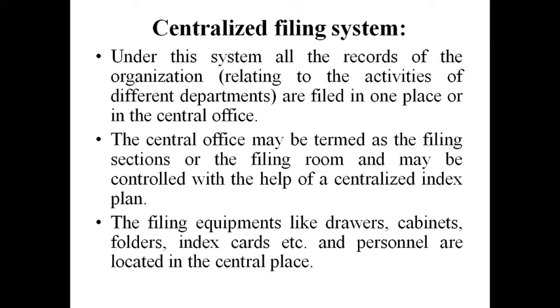Now, a centralized filing system. Under this system, all the records of the organization relating to the activities of different departments are filed in one place or in the central office. The central office may be termed as the filing section or the filing room and may be controlled with the help of a centralized index plan. The filing equipments like drawers, cabinets, folders, index cards, etc. and personnel are located in the central place, and that's why it is called a centralized filing system.